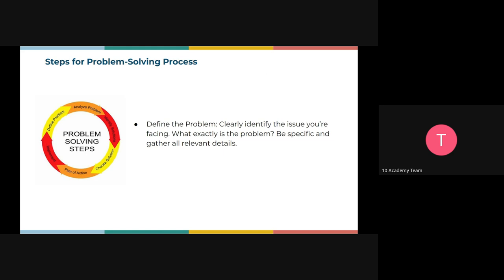Just a minute. So when defining and structuring your problems, oh yeah, here's an example. This is a good example.